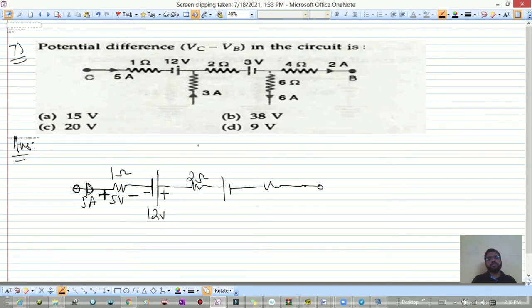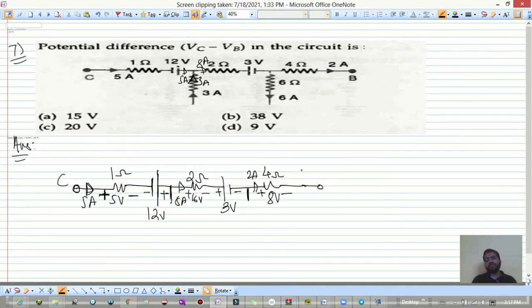This 2 ohms, what is the current? This is 3, this is 5, right? This is 5 ampere, this is 3 ampere. Sum of incoming current must be outgoing current, that is 8 ampere. So over here we have 8 ampere, right? Over here we have 8 ampere. So 8 into 2, 16 volts. This is positive, this is negative, this is 3 volt. Then we have 4 ohm, and in this current is given 2 ampere. Current always flows from higher to lower, so 2 into 4, 8 volts.